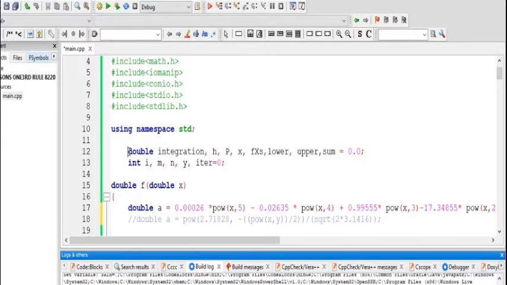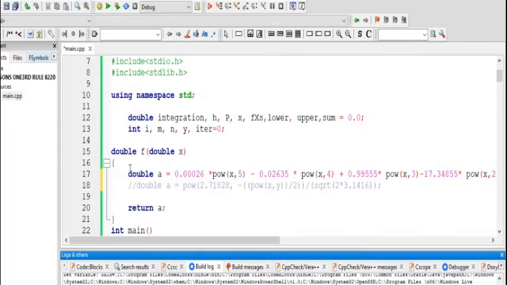This line is the declaration of the variables which are used in the program. Doubles are integration, the step size h, precision p, x, value of x, f of x, Simpsons, lower, and upper, and sum is initialized to 0. And the integers are I, m, multiplier, and number of segments. The y is the exponent, and iterative is set to 0. And then f is declared as a double, with the function double x also.